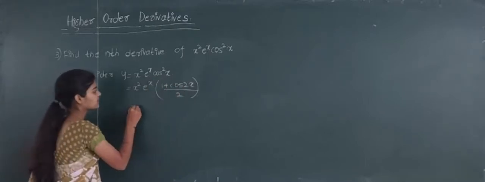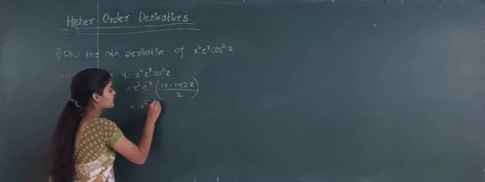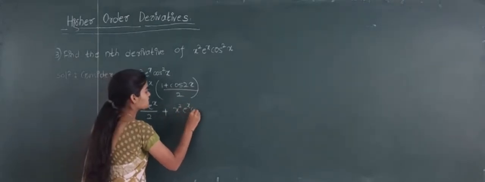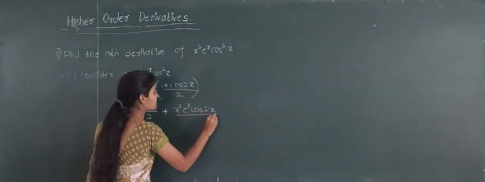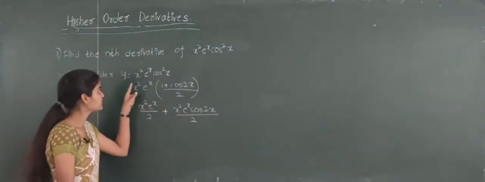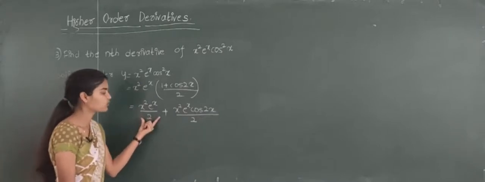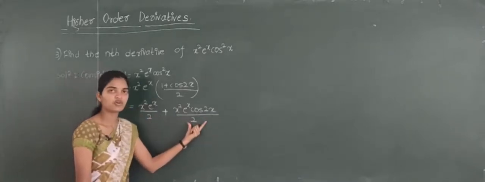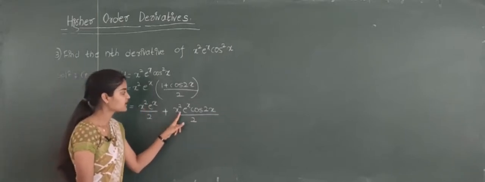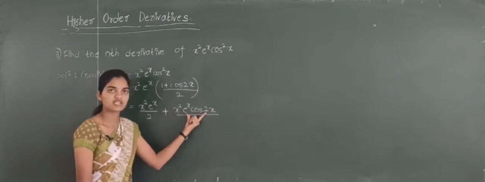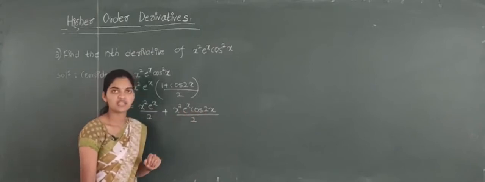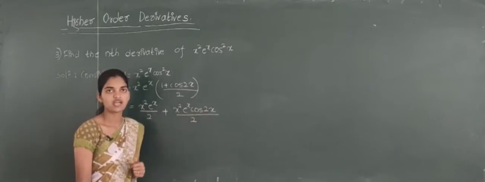What we will get? See here, multiplying separately, x square e raised to x divided by 2 plus x square e raised to x cos 2x divided by 2. Now this is one term and this is another term. So the nth derivative of y, what will you get? The nth derivative of the first term plus the nth derivative of the second term. Now see here, we can apply Leibniz theorem directly. Here I will consider this as v and this whole function as u, because we know the nth derivative of e raised to ax cos bx plus c. So those formulas we are using here.